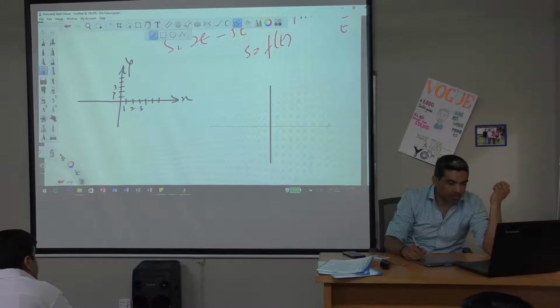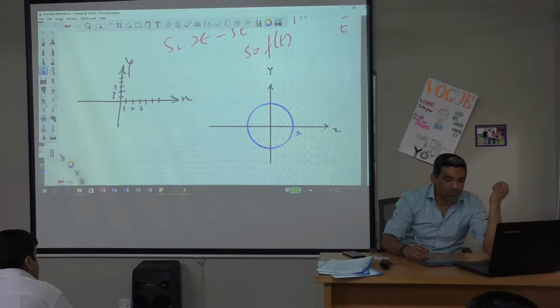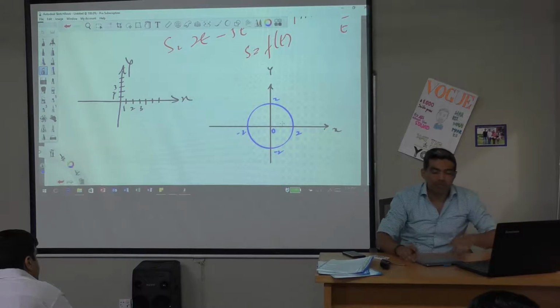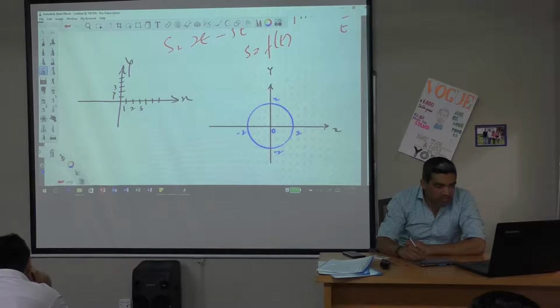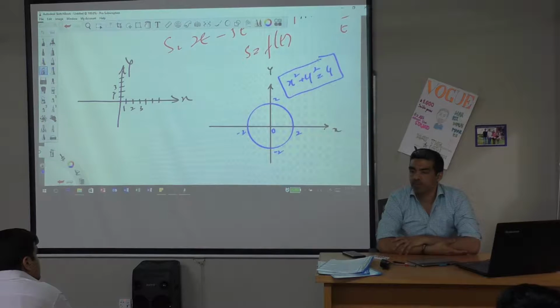I'll just give you another example of coordinate geometry where we never express the equation explicitly. And the classic example would be the equation of a circle. Let's say I take a very simple circle centered at the origin, having a radius of 2 units. Do you know what is the equation of the circle? Yes. The equation of the circle is x squared plus y squared equals 4. This is the equation of the circle.